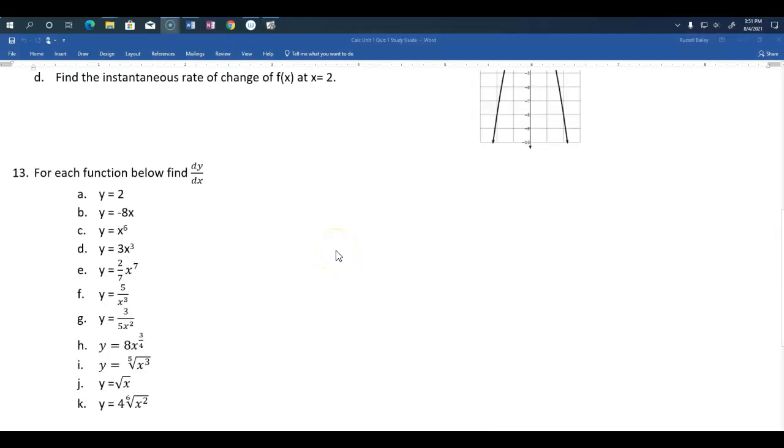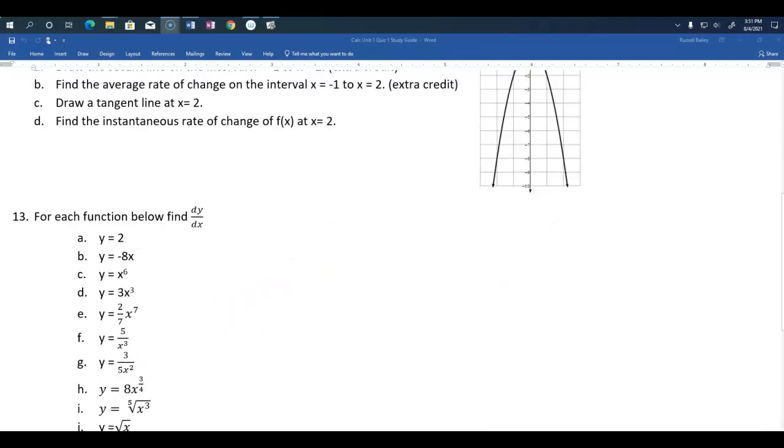And that does it for our study guide. So I wish you guys luck on our first quiz on Wednesday.